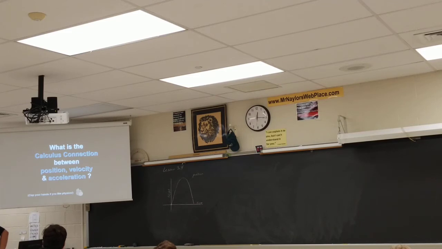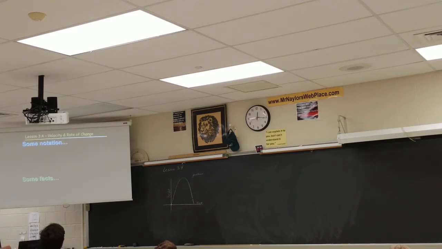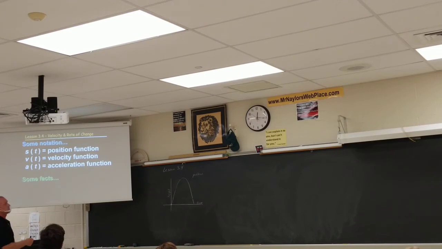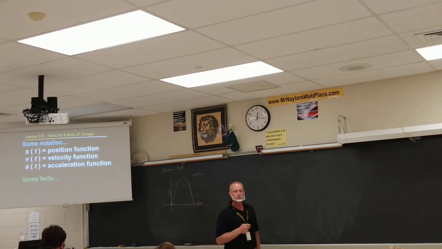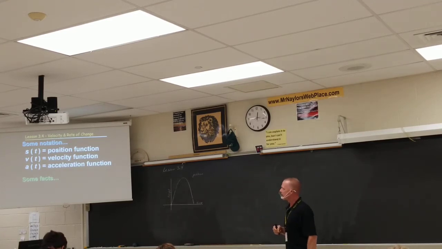Okay, now let's actually put some numbers to this. Let's get some notation, and maybe this notation is the same that you would have seen in physics. If it happens to be different, it's okay. It's the notation we're going to use to describe position, velocity, and acceleration. Basically, S of t, V of t, and A of t. S of t will be our position function, and then V of t will be velocity, and A of t will be acceleration. Not too hard of stuff, but just so we're all talking the same way.